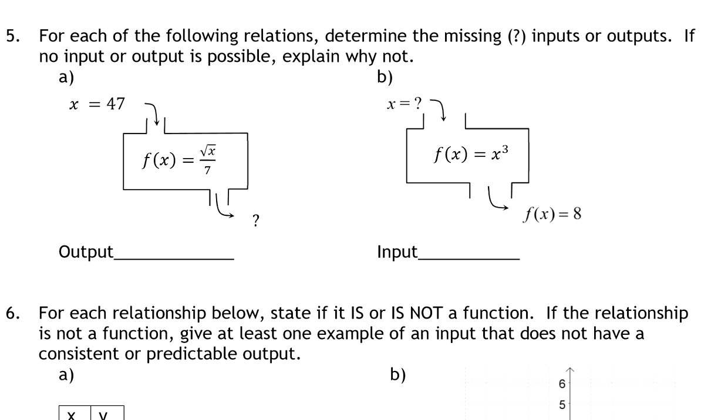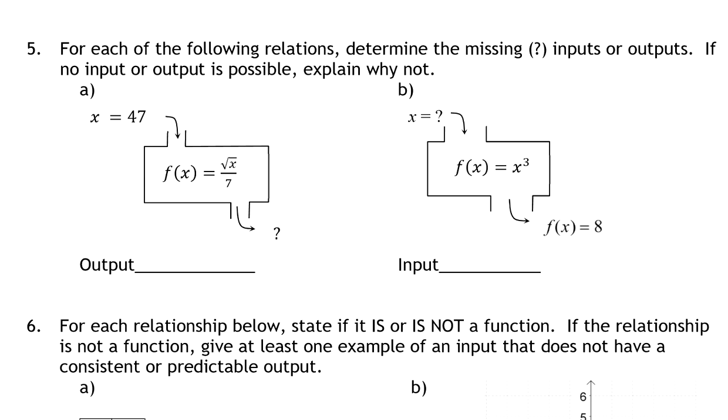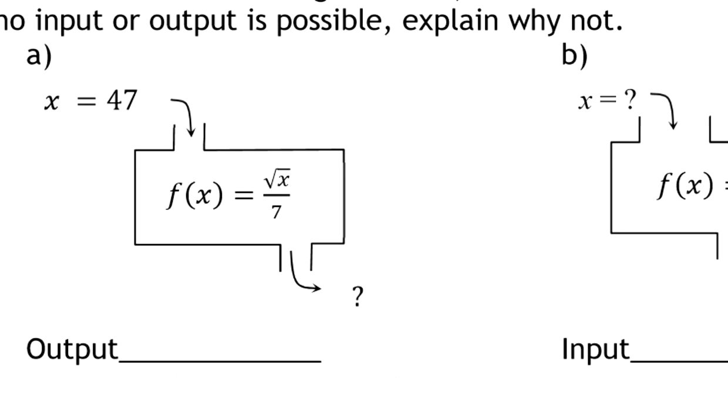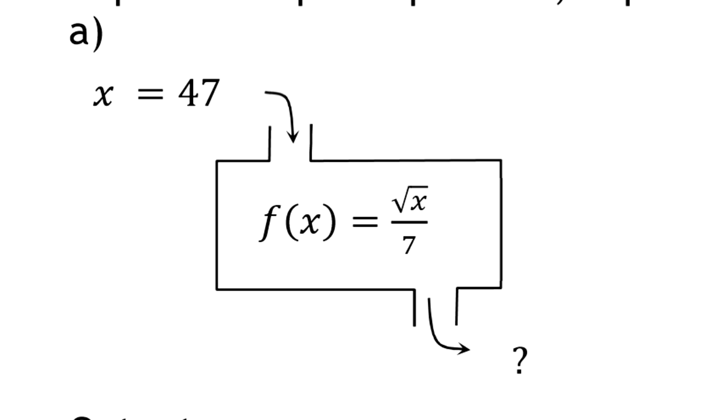Finally, our last page, question 5 says, for each of the following relations, determine the missing inputs or outputs. If no input or output is possible, explain why not. So in this first one, you can see we've got the value of 47. It's going to land in this function, and when I do, it's not necessarily an attractive situation. I've got the square root of 47 in my numerator and the number 7 in my denominator.